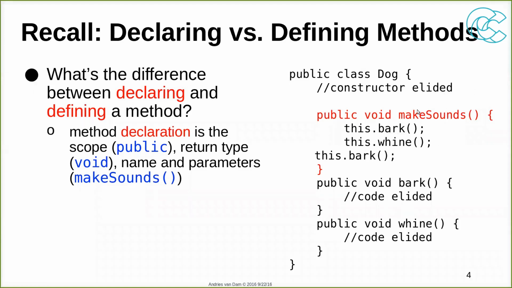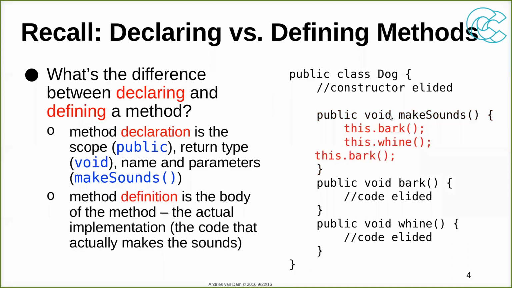So in your declaration of a method, you have the method name and the arguments that the method takes, the return type, which is void here. Void means it doesn't return anything, and then the visibility modifier. So all these make the declaration, right? That's what you call declaring a method.